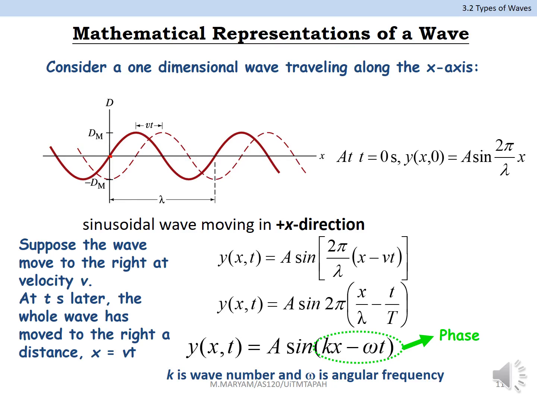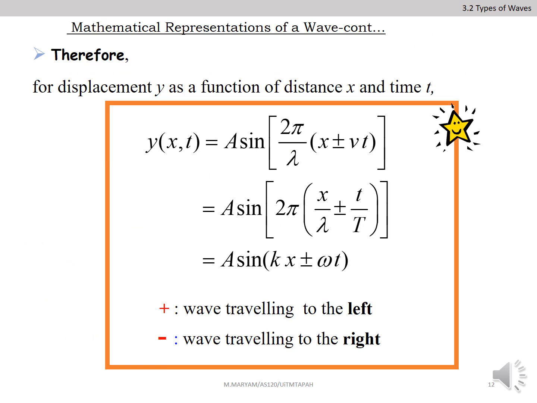Omega is the angular frequency. Kx minus omega t represents the phase. Therefore, for displacement y as a function of distance x and time t, we got the equation here as I showed earlier.